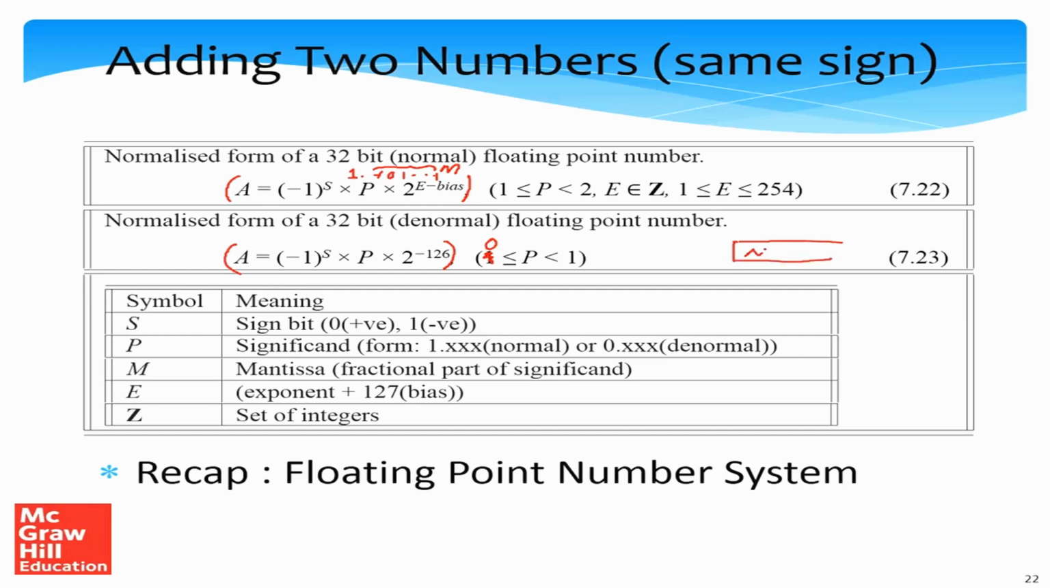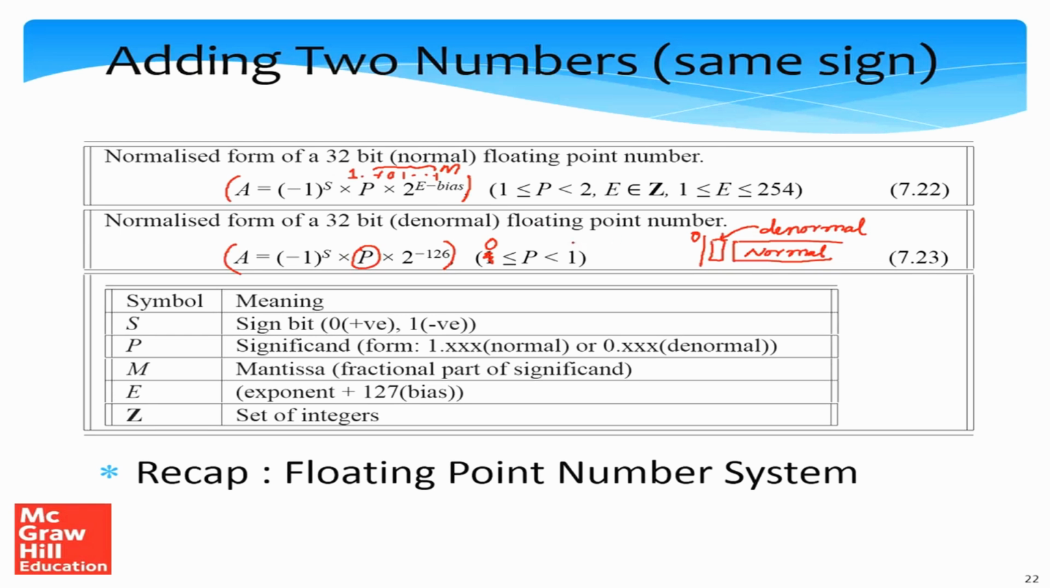So let's say these are all the normal numbers. Of course, the graph is not drawn to scale, and let's say this number is 0. So we have a tiny buffer of numbers here called denormal numbers. The standard form of a denormal number is 2 raised to the power minus 126 times p times minus 1 to the power s. But here the significand has a different form.